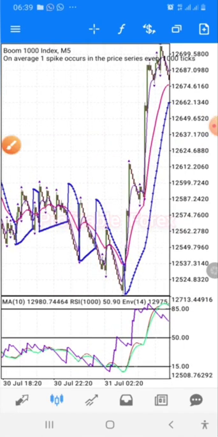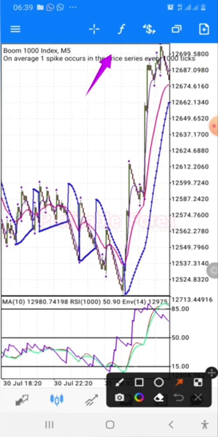So click on your indicator symbol. Let's go check it out.